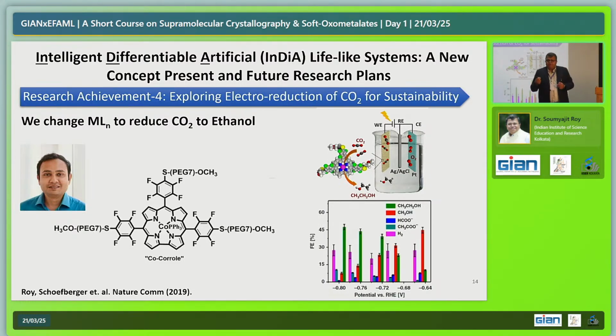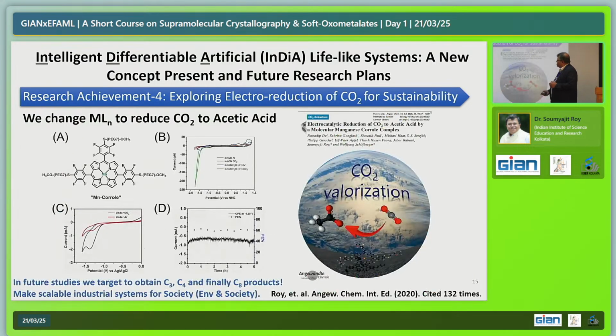Now, having said that, it's also possible for these type of systems to get these type of reduced products. We then thought, what happens if we change this cobalt into manganese? Then we were able to get carbon dioxide a little bit less reduced, but to a more oxidized product like acetic acid, right? Because it's more oxidizing, so we could get into acetic acid.